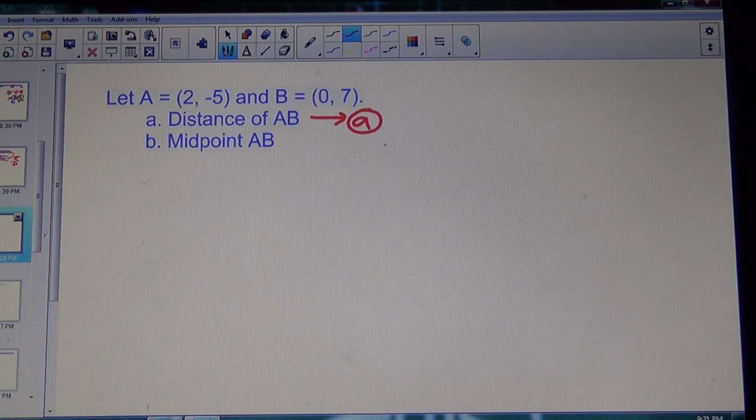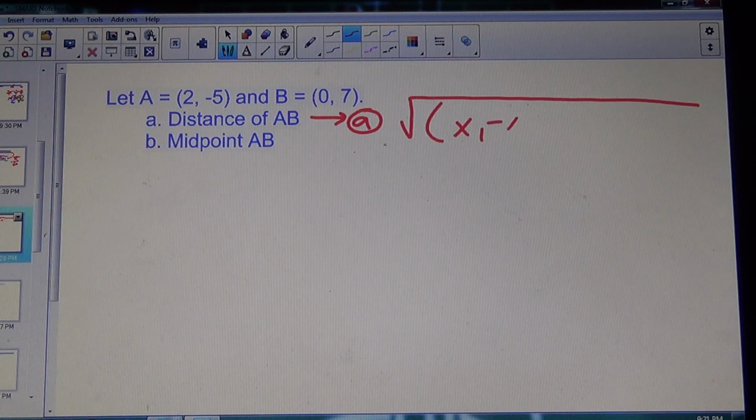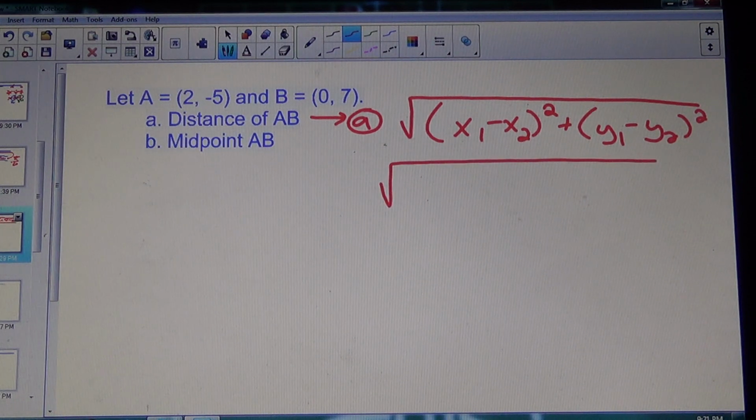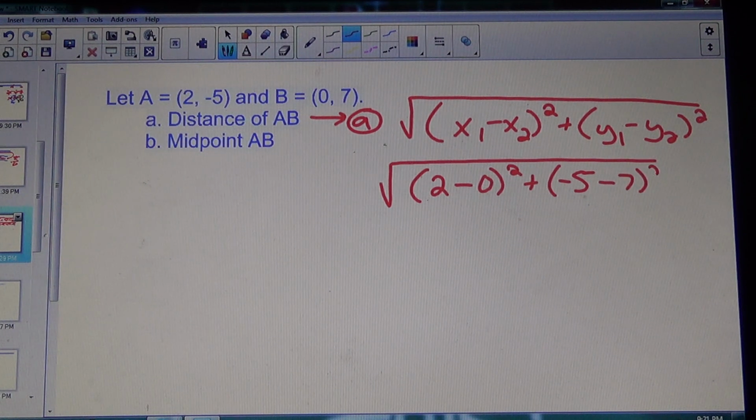Distance formula was that really long equation. So x1, and it doesn't matter which x is first. And then I'm going to do the y1 minus y2. What are my x coordinates here? My x coordinates would be a 2 and a 0. Now if I started with 2, what must I start with on the next one? Correct, -5. So -5 minus 7.